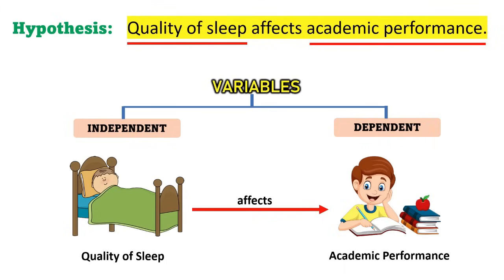Academic performance naman ang dependent variable dahil ito ang nagre-respond sa changes. Let's say, kapag mahimbing o kumpleto ang tulog mo, mas maganda ang performance mo sa school. At kapag naman puyat ka o kulang sa tulog, ay hindi ka makakonsentrate sa pag-aaral.